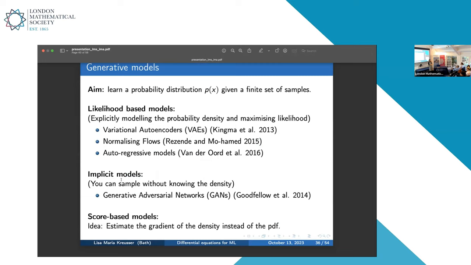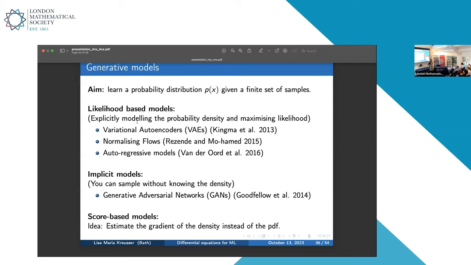So first of all, there are likelihood-based models, where basically the idea is that we want to directly model the probability density and in the end maximize the likelihood. There are lots of different approaches which have been suggested in the literature, such as variational autoencoders, normalizing flows, and autoregressive models. But it can be quite difficult to design an appropriate model for a specific setting. And in particular, since the idea of likelihood models is to directly model a probability density, this also means that often certain normalizations are required, which just makes it extremely computationally expensive.